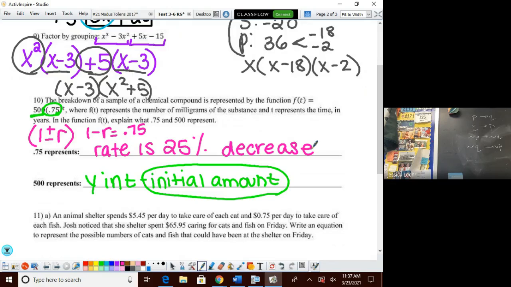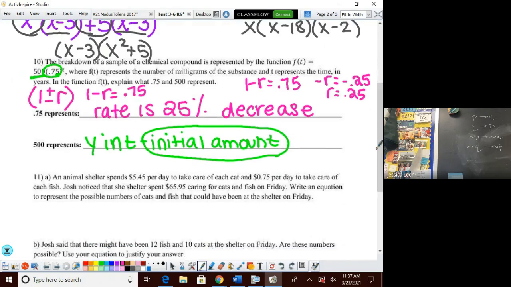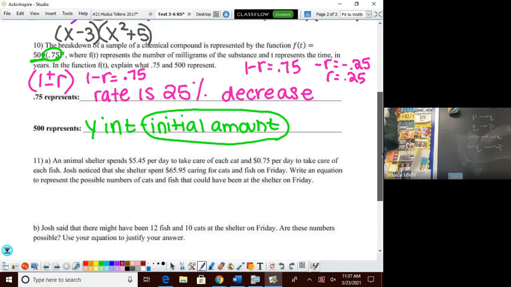If you weren't sure how to get that, 1 minus r equals 0.75, then you can solve for r by subtracting 1 on both sides. You would have ended up with negative r equals negative 0.25, divide by negative 1, and r equals 0.25 for your rate. So you have to say that it's 25%, and you have to say that it's going down.